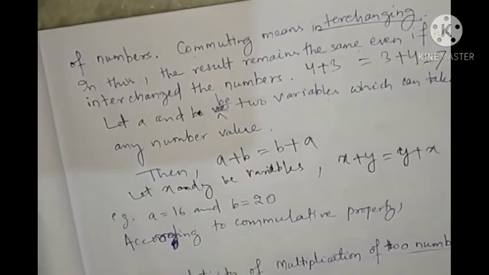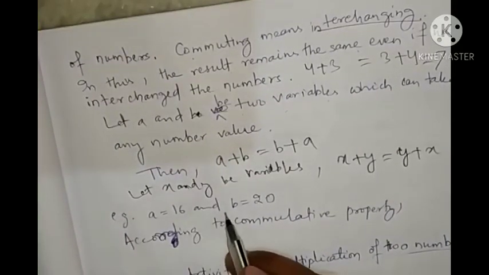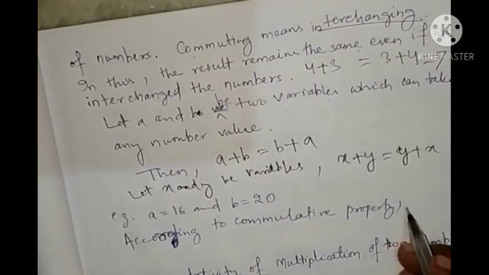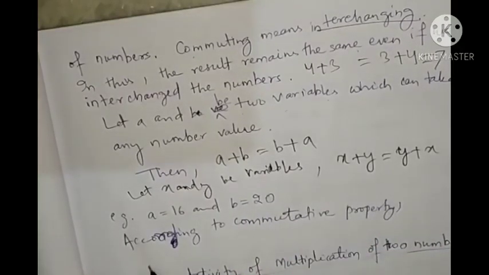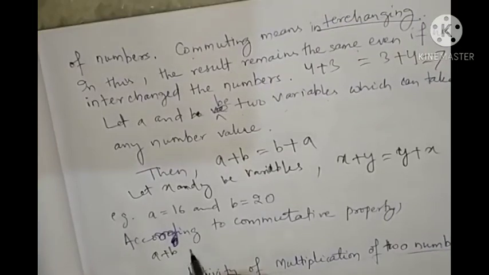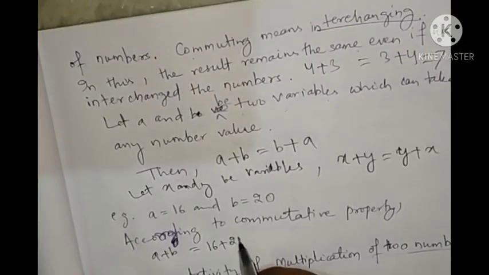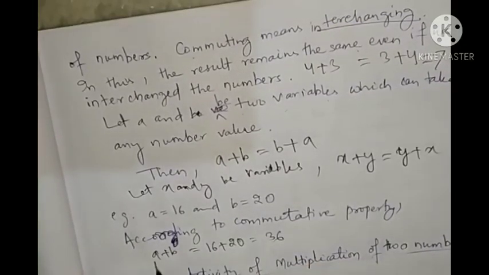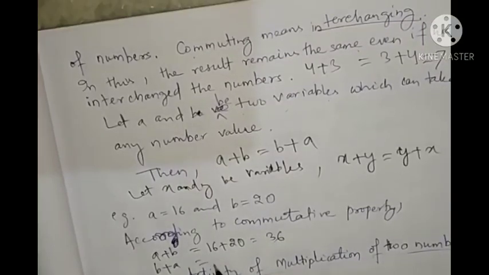Let's see an example. Given A equals 16 and B equals 20. According to the commutative property, A plus B equals 16 plus 20, which is 36. We'll write B plus A, which is 20 plus 16.